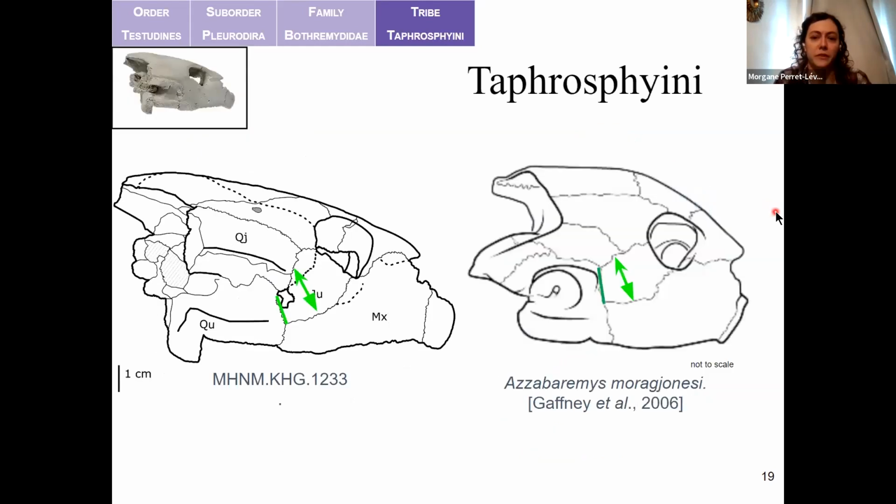In the subtribe of Taphrosphyina, we can see a contact between the jugal and the quadrate. It's a characteristic of this subtribe. Also, the lack of contact between the quadratojugal and maxilla. It's not good to use the lack of something to classify, but we can underline that it's present in the others and not present in this one.